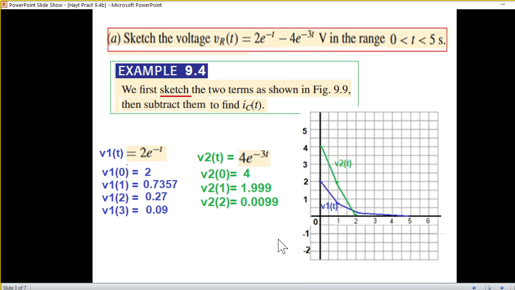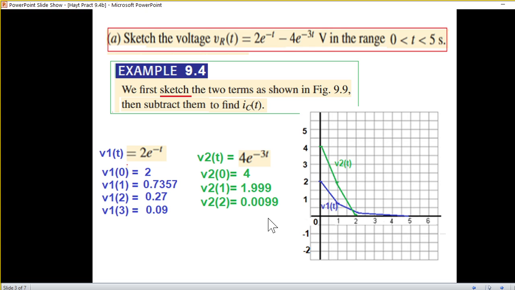Now, we'll try to plot them, but this will not be very accurate. So I've taken a graph paper and marked this. Now, the first one is blue, starting from 2. Then at 1, it is at about 0.7. Then at 2, it is 0.27. So this is an approximate plot of the first one. And similarly, the second one is starting from 4, then 1.99 or 2, and then they're going down like this.